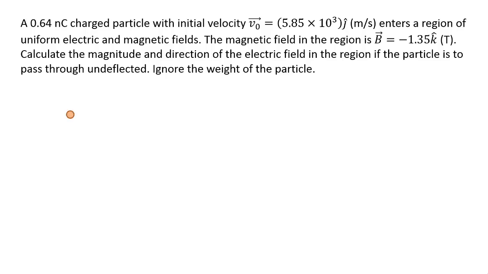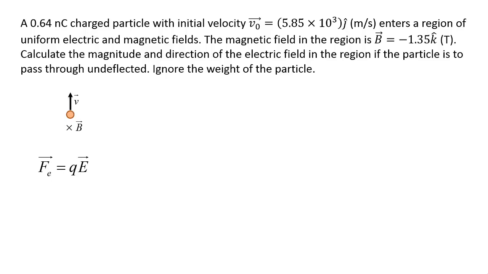What we have here is a particle that enters a magnetic field that has a magnitude of 1.35 Tesla, and it's oriented in the opposite direction to the positive direction of the z-axis. In this case, we consider that the positive direction for the z-axis is out of the page, therefore the magnetic field will be oriented into the page. This particle is moving with a velocity v0 that is oriented along the y-axis. We need to find the direction of the electric field and the magnitude such that the particle is undeflected.